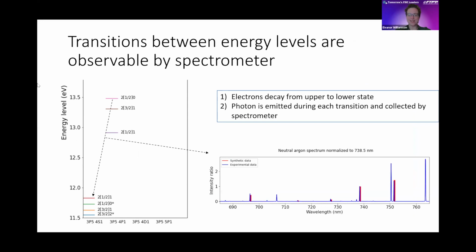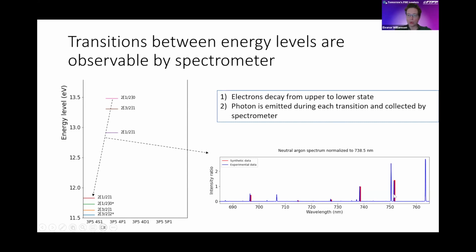All right, let's start off with a nice energy level diagram. This is the energy level diagram of an argon atom. So an electron starts in an upper level state, an excited state, and descends to a less excited state. And when it makes that transition, it emits a photon at a particular wavelength. I then use a piece of equipment called a spectrometer to take all of the photons that are emitted by the plasma and essentially sort them by wavelength.